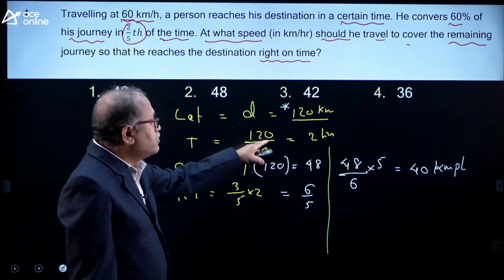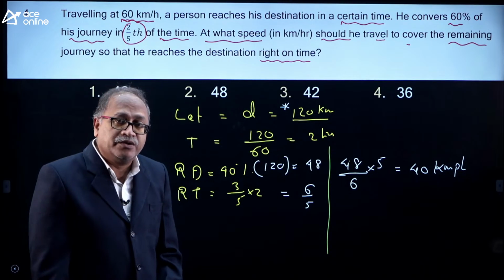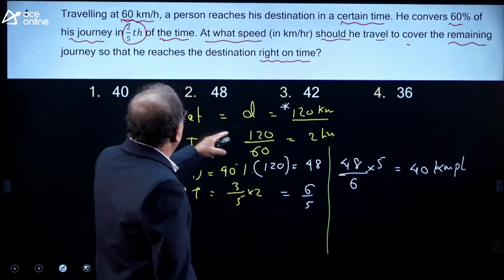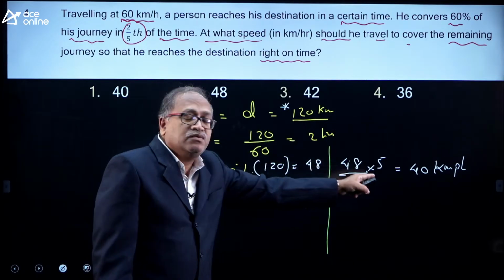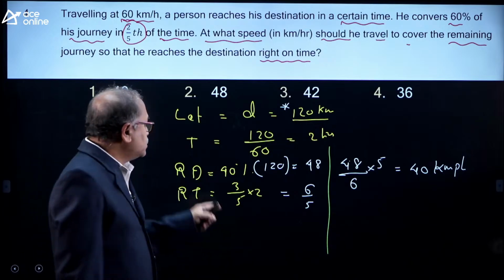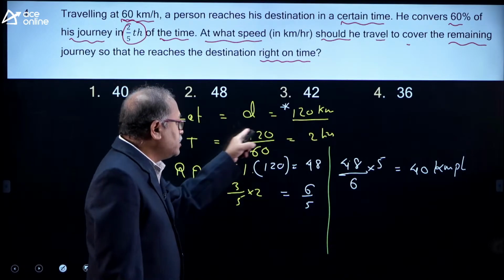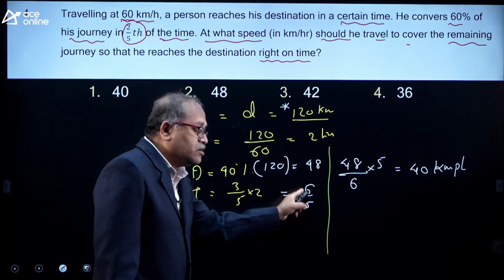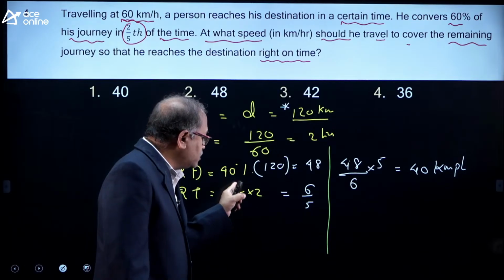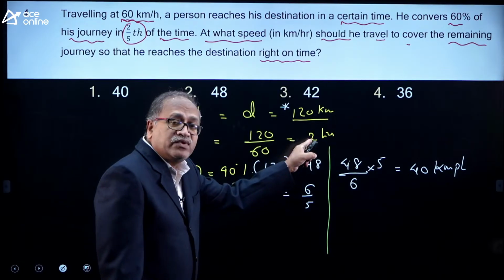Okay. Even if I take 180, you get the same thing here. Even if I take 60 or 600, I will get the same answer over here, because 40% is there, and the time, that is the 3/5 of the time, will be greater.